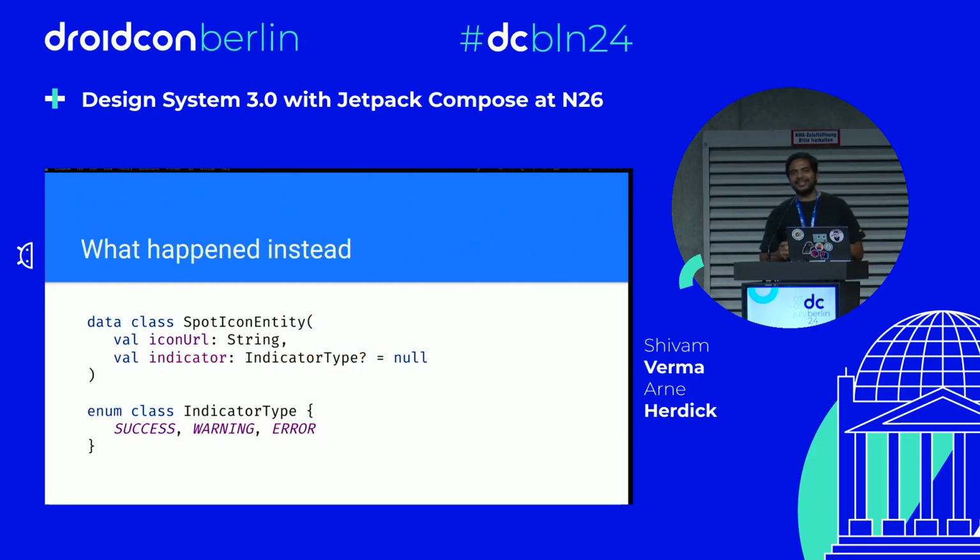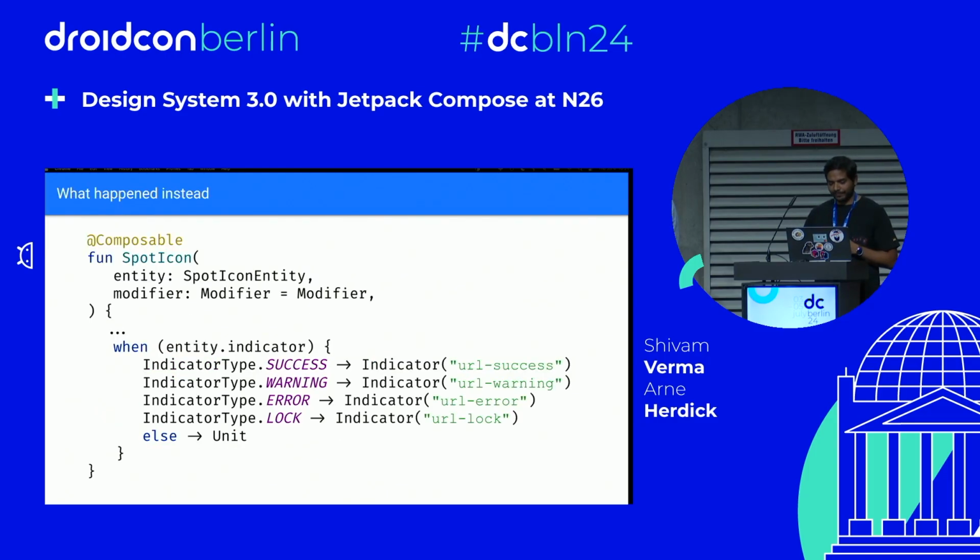But what did we see happen instead with our design system implementation is this. So the product engineer added this new type, which was called lock. And in the implementation, this changed to something like this, where they look at whether or not this is a lock. If this is a lock, then you render this URL lock indicator.